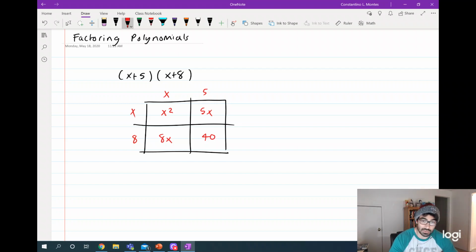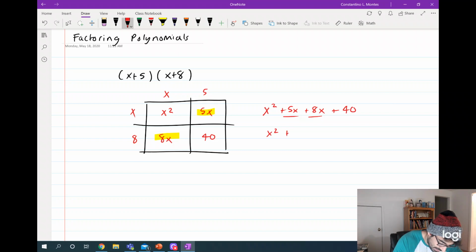So now to find what the trinomial is going to be, we take x squared, and add each piece together. We also realize that 5x and 8x are like terms, but I'm going to go ahead and write those out off to one side: x squared plus 5x plus 8x plus 40. Okay, combine like terms, and I end up with x squared plus 13x plus 40.